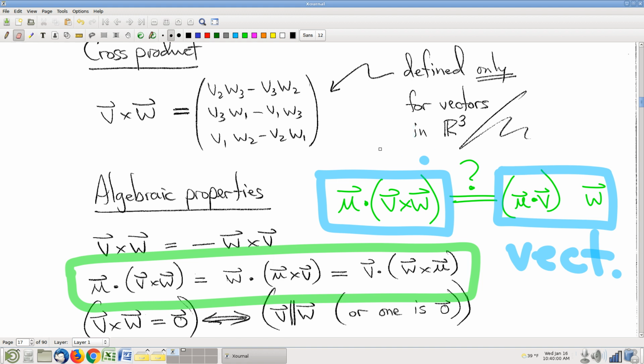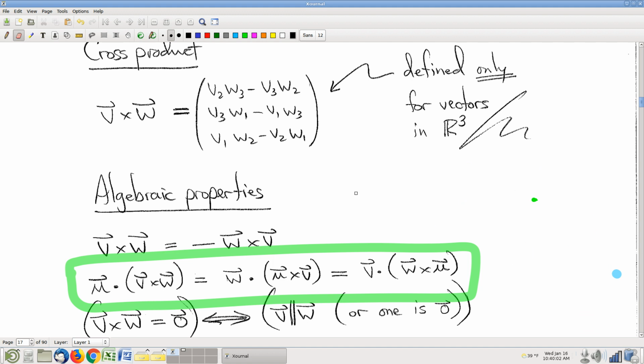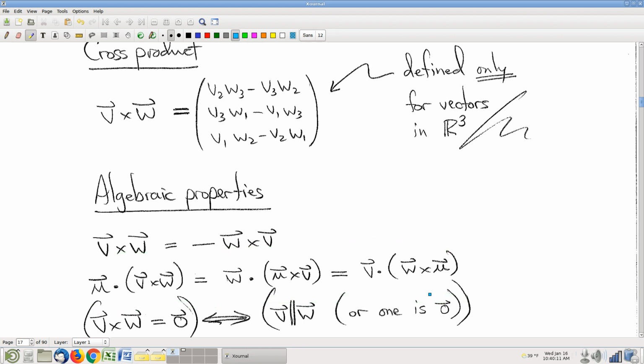Okay. All right. So this is a weird property that we're claiming here. Again, it vaguely smacks of associativity, but it's not. Okay. All right.